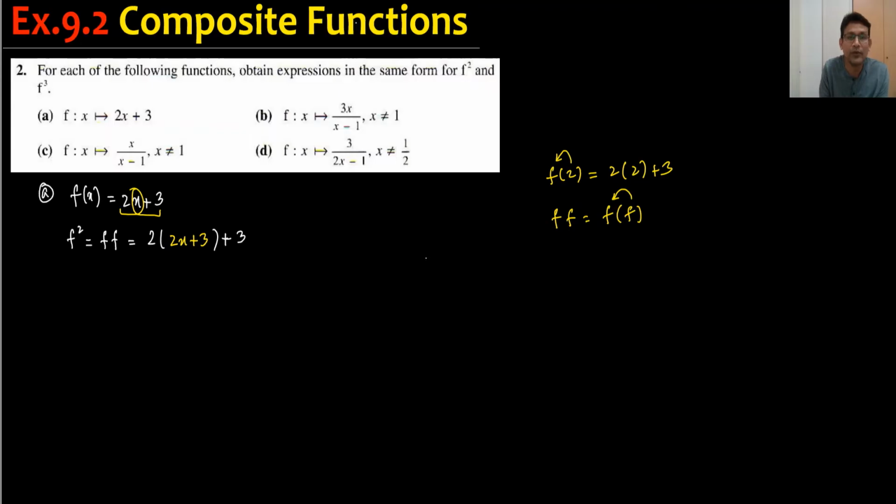Now when we simplify it, it's coming 2 times 2x is 4x plus 6 and plus 3. So finally it's coming 4x plus 9, and we have done it.